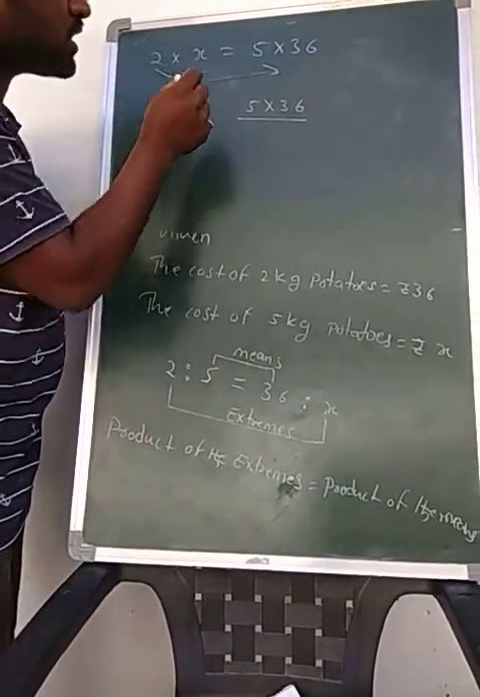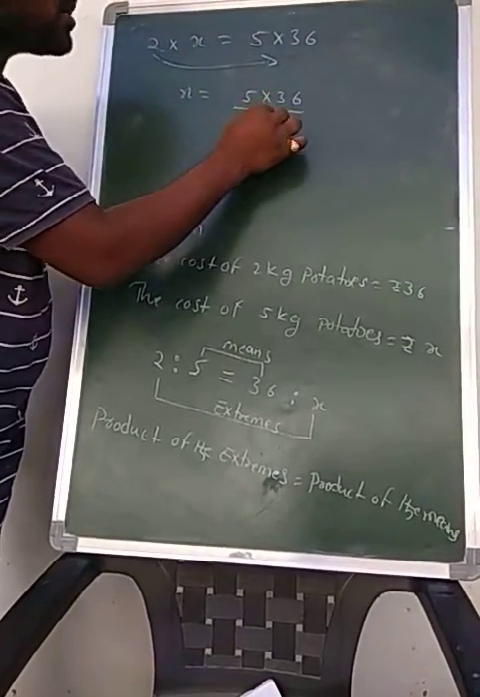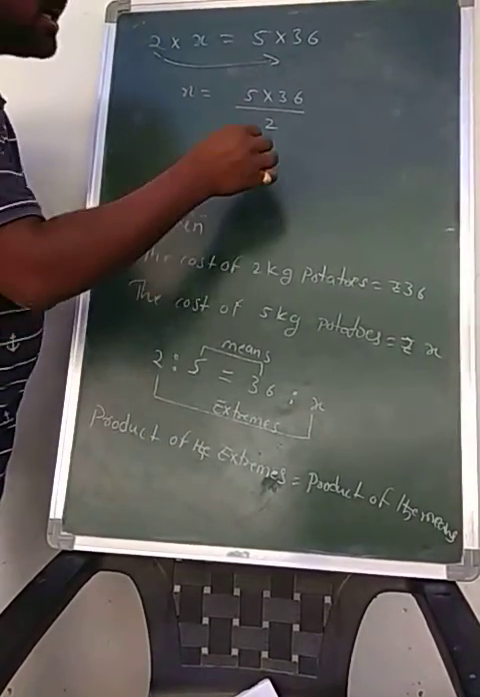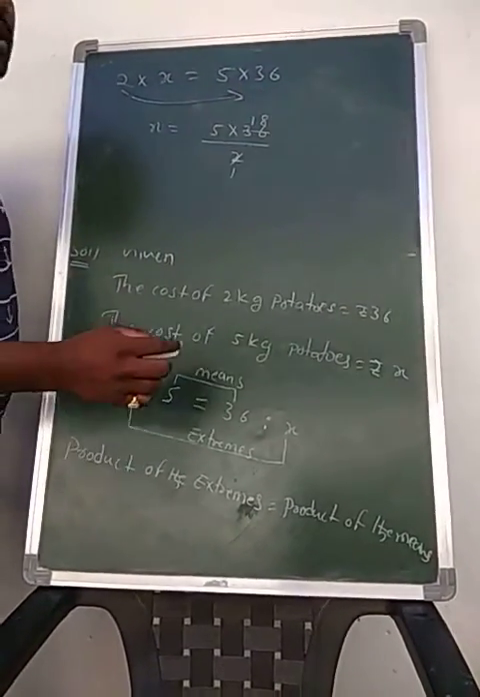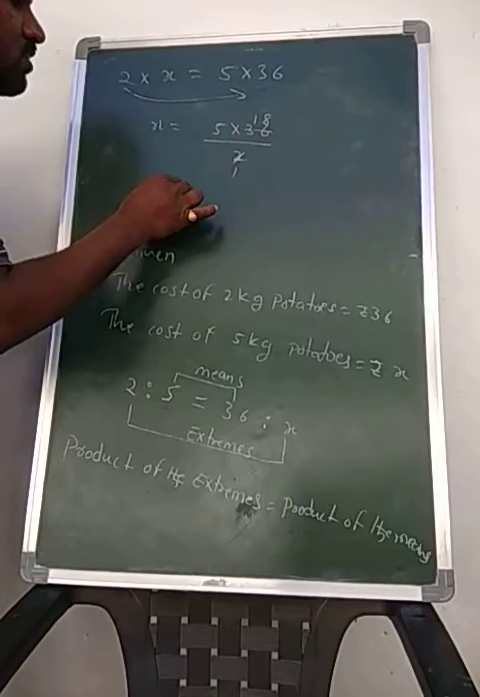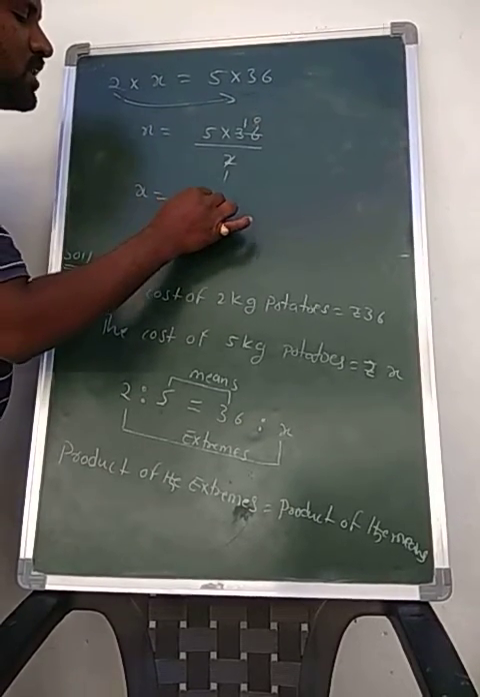2. When we transpose a multiplication quantity 2 from LHS to RHS, it becomes a division quantity. Now 2 ones are 2, 18 twos are 36. Now x is equal to what? That is 5 into 18, that is equal to 90.